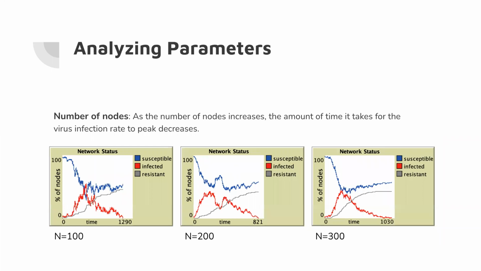So the first step that we took in our analysis of this model was to dig into each of the parameters that it offered. So first, we experimented with the number of nodes in the network. We used test runs of 100, 200, and 300 nodes. And we found that as the number of nodes increases, the amount of time it takes for the virus infection rate to peak decreases. This is likely an obvious situation of more nodes equals more connections equals more chances for the virus to spread and spread quickly.